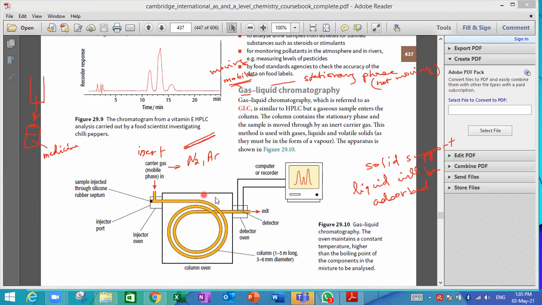As you see here, all the gas liquid chromatography instrument is placed in an oven. This is the injector oven. This is the column oven. This is the detector oven. All of it is placed in ovens. Why? Because we want to be sure that always, all the time, our sample is in the gas state so that the mobile phase can carry it through the column.